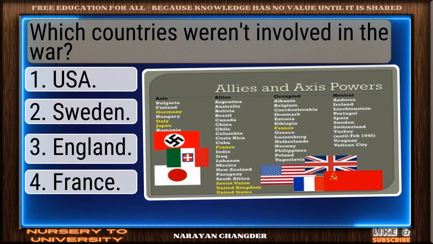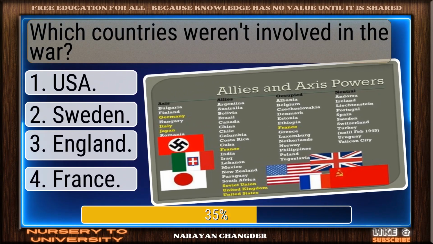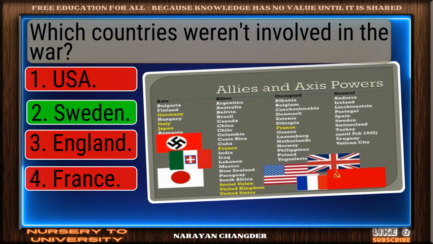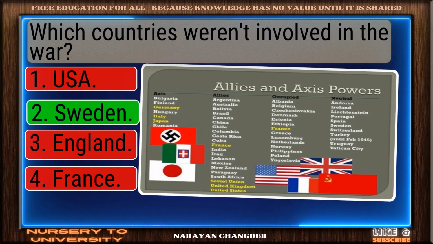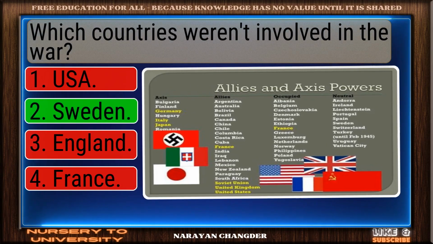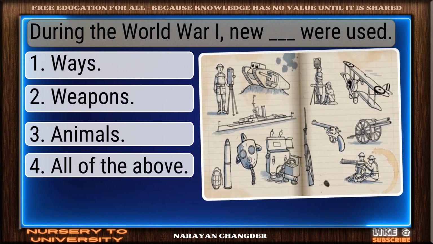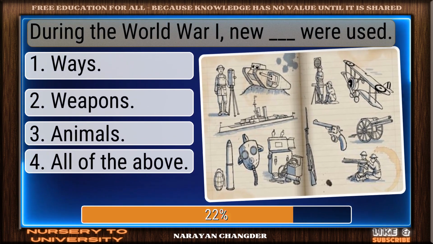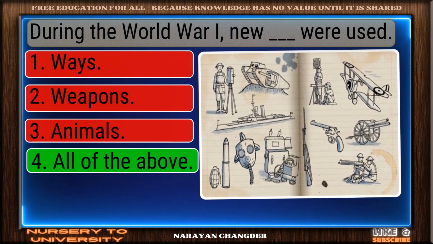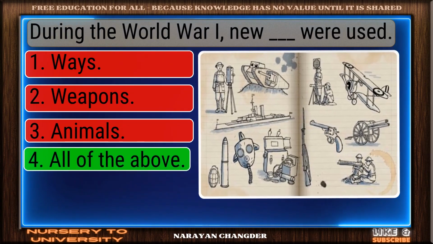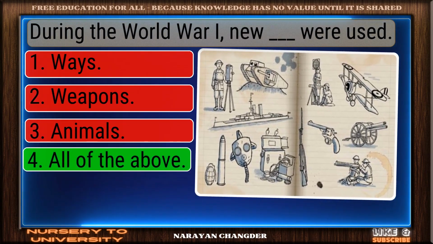Which countries weren't involved in the war? Clear logic. Your choice, Sweden, is sound and 100% true. During World War I, new dash were used. Nicely done. All of the above is a solid answer.